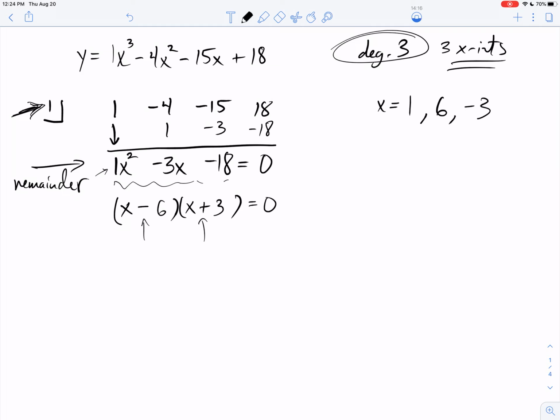Now, here's the thing. If I wanted to sketch this graph, I totally could. Because I have, at x equals 1, a point of intersection. It looks like 2, 3, 4, 5, 6. I have a point of intersection. 1, 2, 3. That's negative 3. I have an intersection. It's degree 3, which means it's odd, which means it goes down on the left and up on the right.